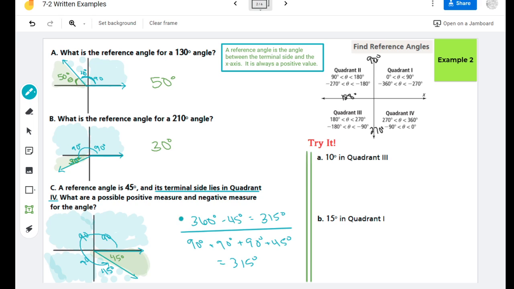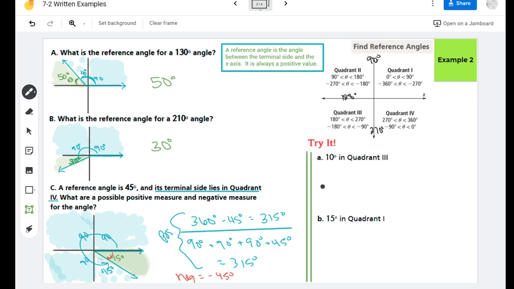Now these are the positive ones, right? To get the negative one, the negative is just going the other way. And so the negative angle measurement is just negative 45 degrees because it takes into account that reference angle.